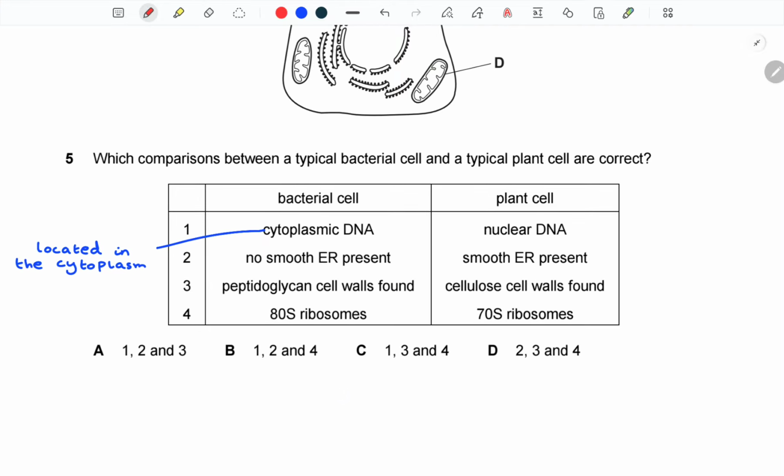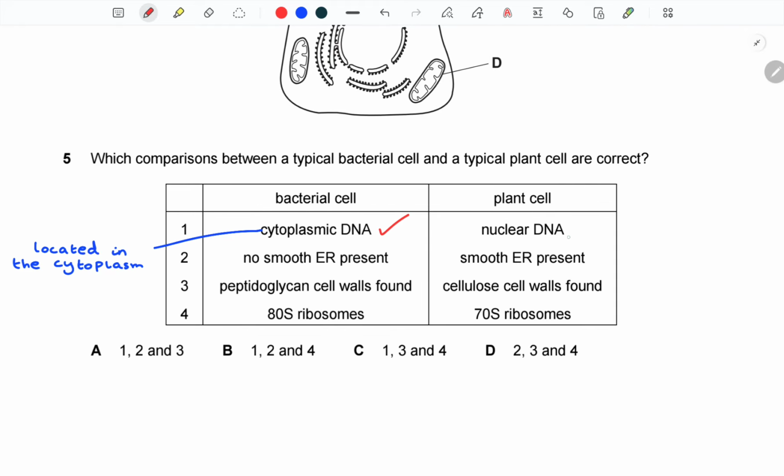Which comparisons between a typical bacterial cell and a typical plant cell are correct? Cytoplasmic DNA, yep, this is correct. Nuclear DNA, this is also correct as a comparison between those two. No smooth ER is present. Yes, bacteria don't have any membrane-bound organelles. Smooth ER is present in the plant cell, that is correct. Peptidoglycan cell walls, correct. Cellulose cell walls, correct. 80S ribosomes, 70S ribosomes, this is wrong.